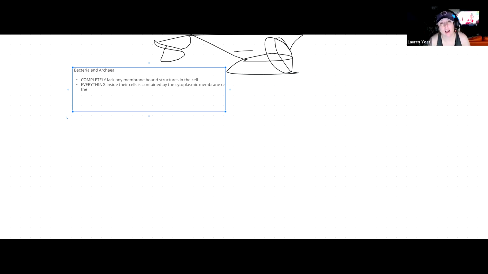So these guys are eukaryotes. That's literally what the word means. No nucleus, without a nucleus, okay? So they are eukaryotes.